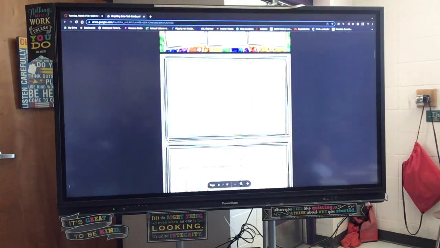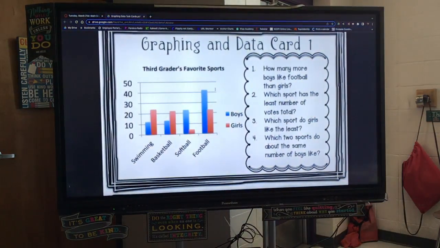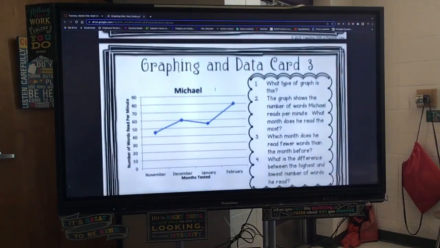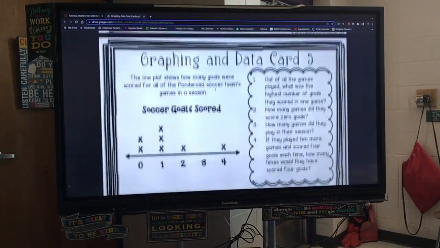Now, you have a graph and 4 questions. So for question, graph, data card, whatever you want to call it, number 1, you have 4 questions that go with number 1. Not necessarily saying that these questions are super hard, but you have more than 1 question for number 1. Does that make sense? Yes. All right, so as you go through, 4 questions, 4 questions, 4 questions.